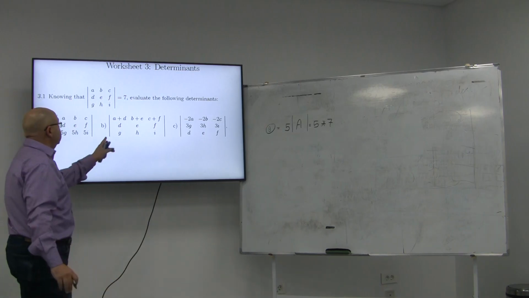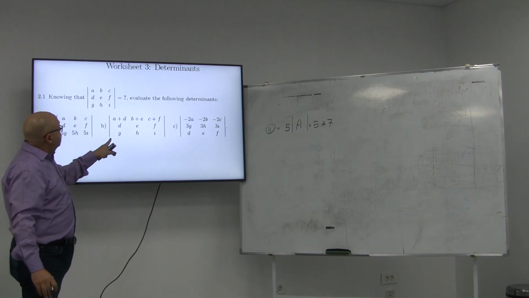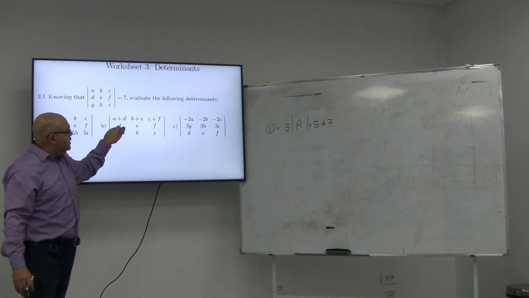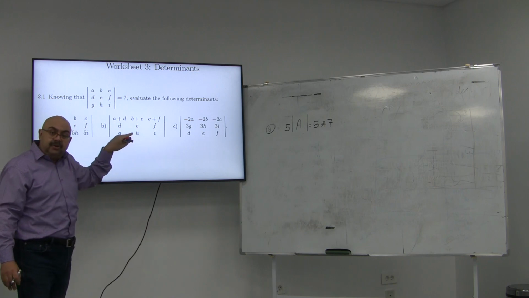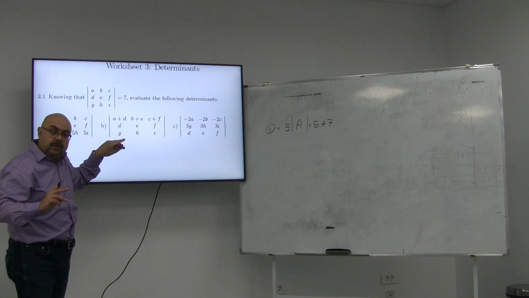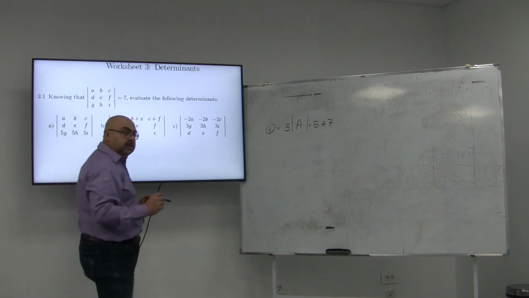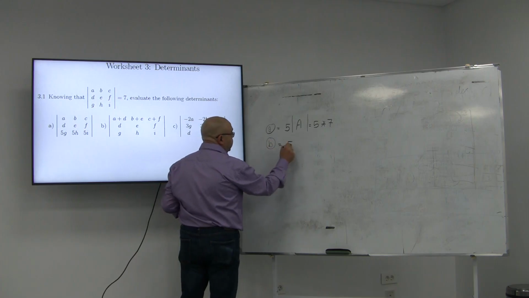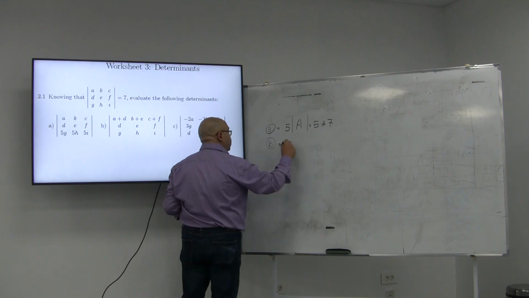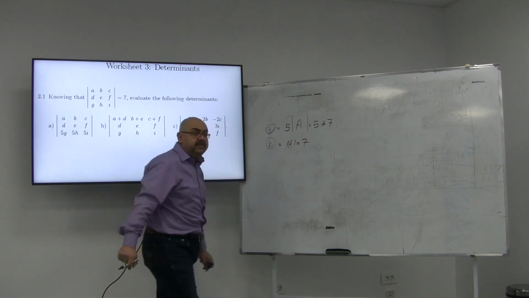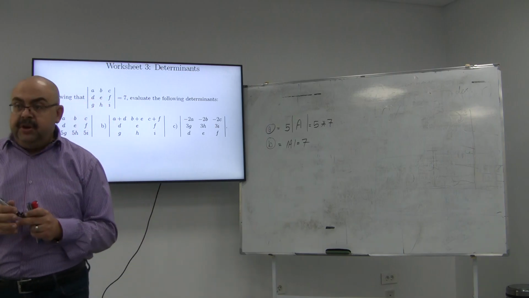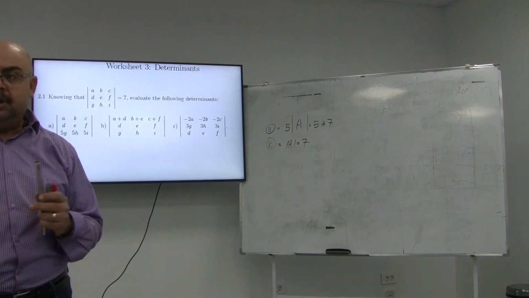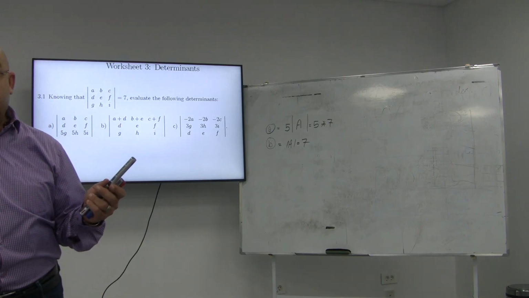Now look at the second one, B. We have A, B, C, then we added D, E, F. That means we added the second row to the first row. So in the case of B, what do you suggest for the result? B is going to equal exactly the determinant of A, so it's going to equal 7. There will be no change. Do you remember the 3 operations that I told you about? If you multiply one row by a number, then add it to another row, the value of the determinant is not going to change. Okay?